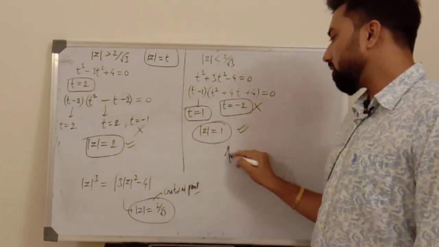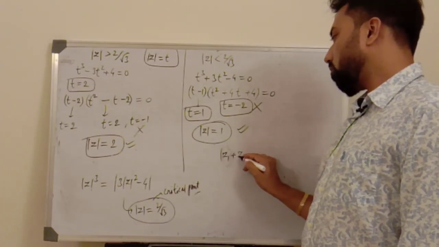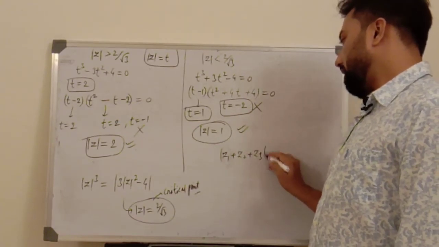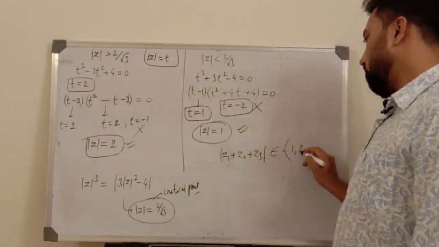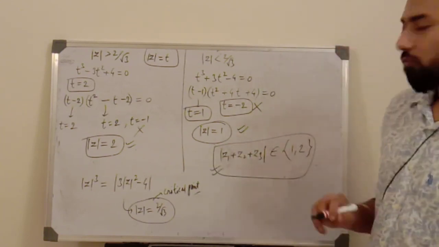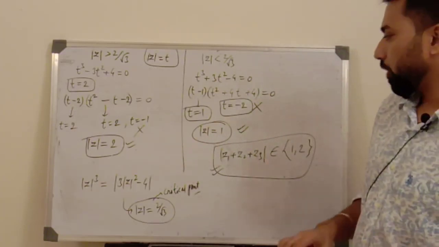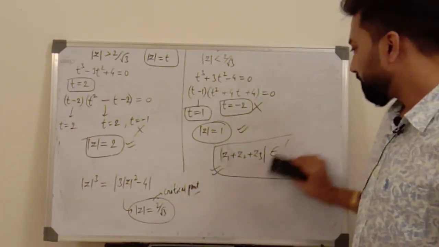So our answer we can write as modulus of z1 plus z2 plus z3 belongs to the set 1 comma 2. Okay, so this is our answer for this particular problem. Okay, now we'll take one more problem. I hope this is clear to you.